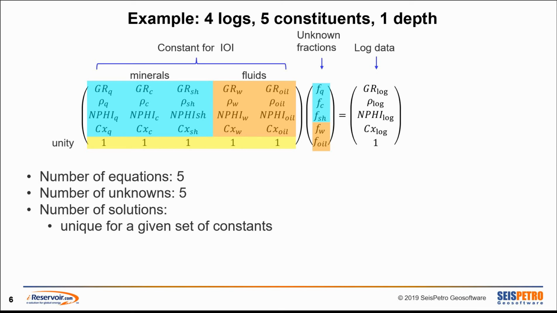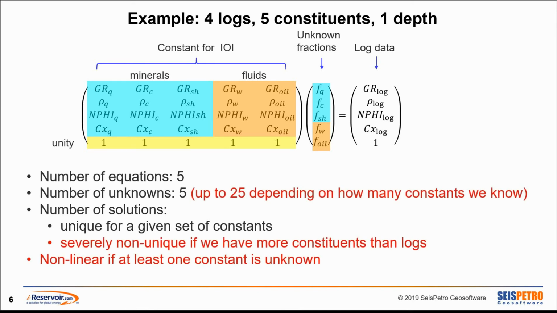However, if one or more of the constants are missing, we may end up with up to 25 unknowns depending on how many constants we know or how many constants are missing. Also, if we have many constituents, more than the logs that we have to resolve for them, we may end up with a severely non-unique problem. And also, if you're missing at least one constant, the problem becomes nonlinear.